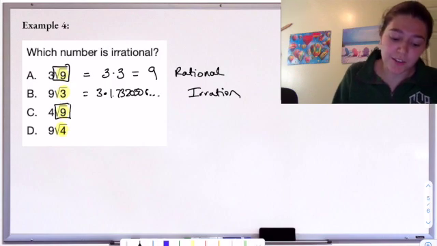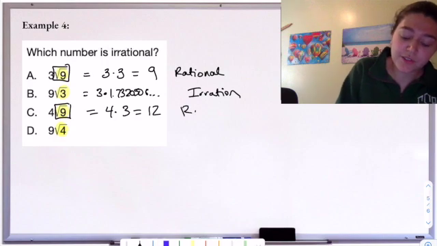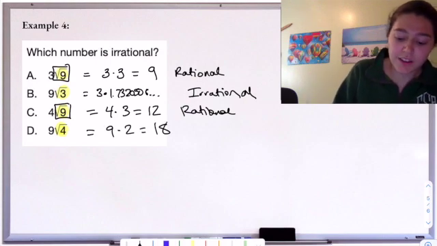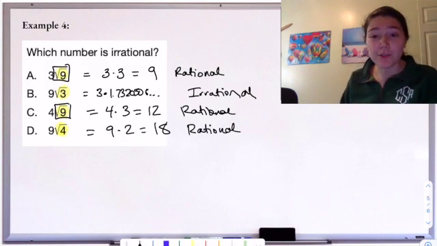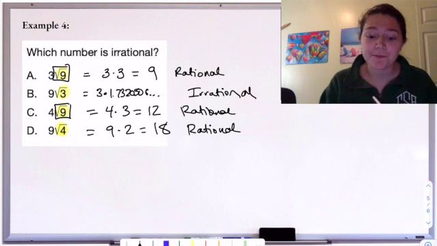Here we have the square root of 9. Again, that is 3, so we get 4 times 3 is 12, which is rational. And the square root of 4 is 2, so we get 9 times 2, which is 18, so again, that is rational. We just need to look for those square roots of numbers that are not perfect squares. That's when we're going to get an irrational number.